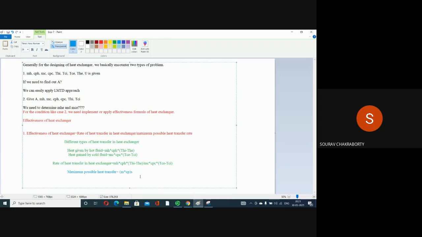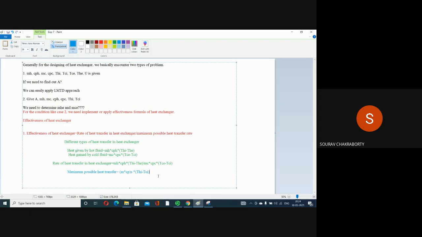So this is a subscript. Yeah, now it's fine. I was looking for it. So this, into Thi minus Tci. This we can write down like this. Okay, this is actually a subscript, mCps. So this is the maximum possible heat transfer we can write down with the help of this expression.